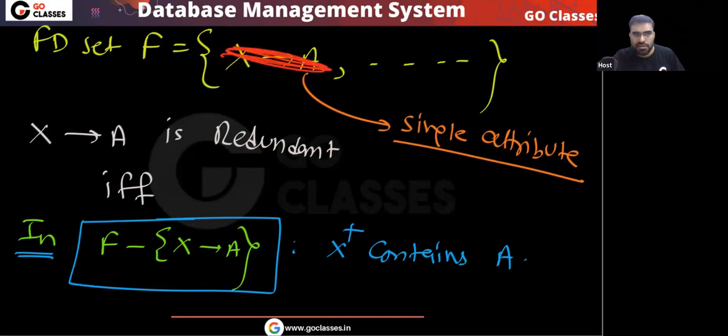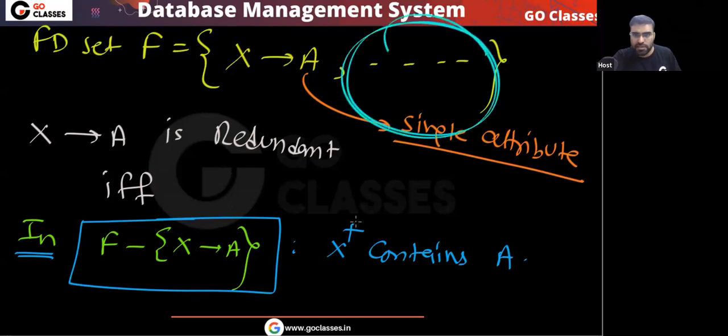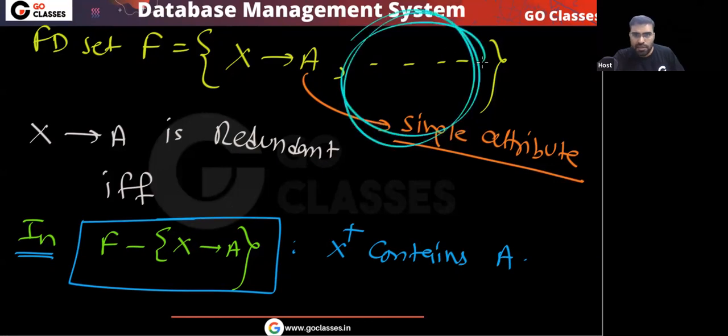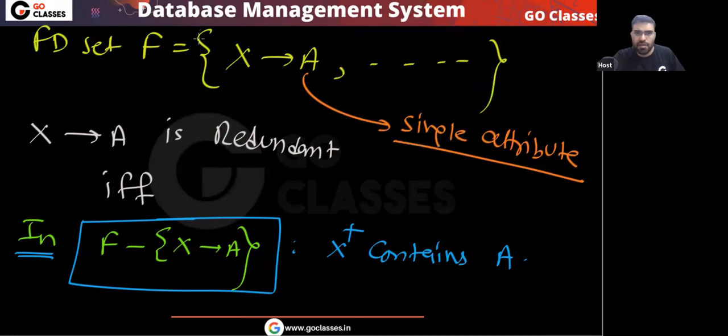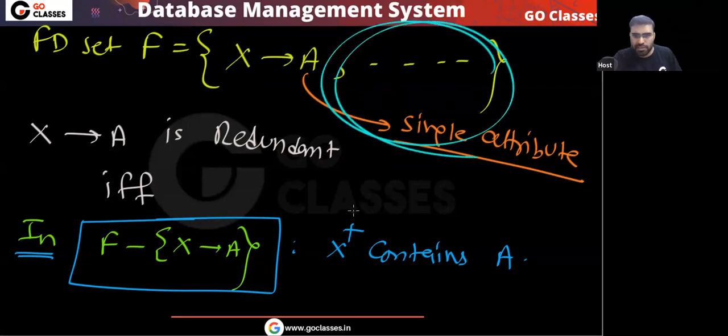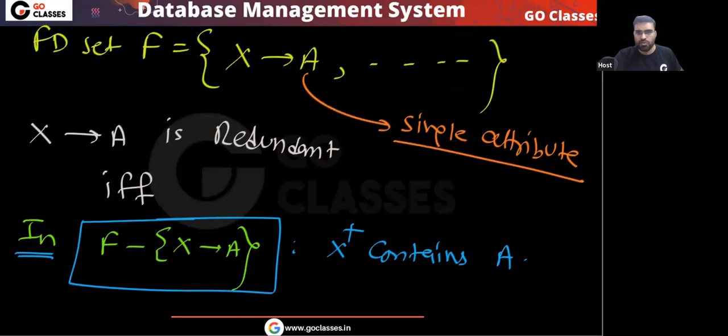So first you remove this, and in the remaining you find X plus. If X plus contains A, then can I say this is redundant? Yes, if X can determine A, this is redundant. Very simple. So first you remove this, and in the remaining you find X plus. Can X still determine A? So this is the idea.